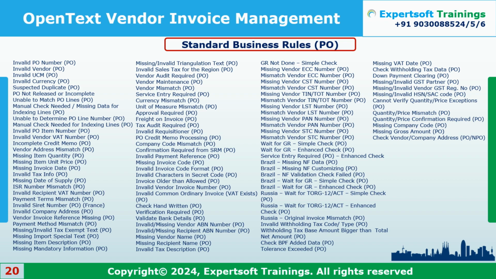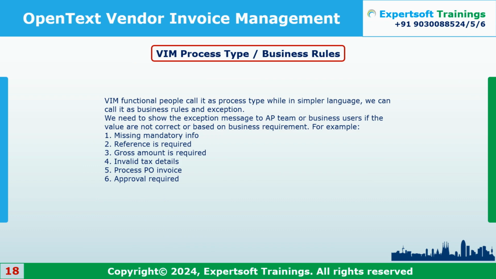Now, when we say this terminology, the AP user can understand it correctly: business rules or exception. In layman language, we call it a business rule or exception. But as a functional consultant, we call it a process type. So VIM functional people call it a process type, while in simpler language, we can call it business rules and exception.